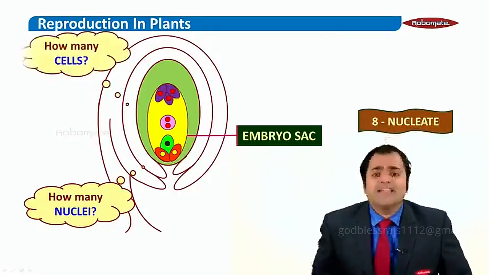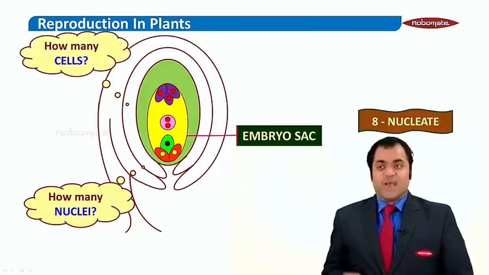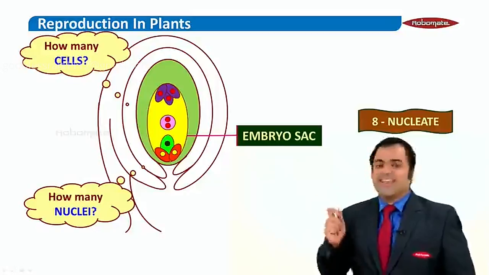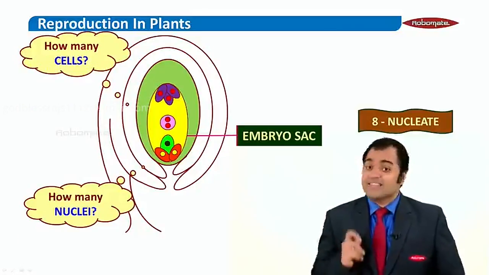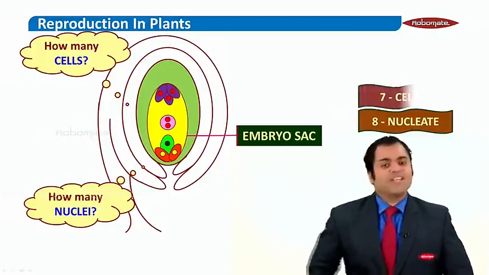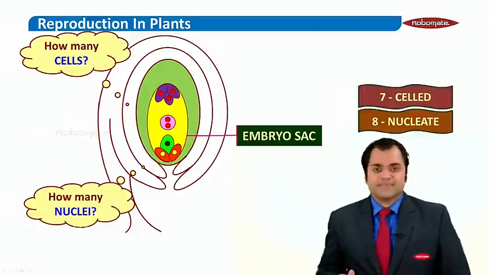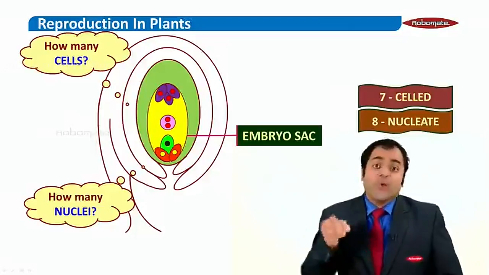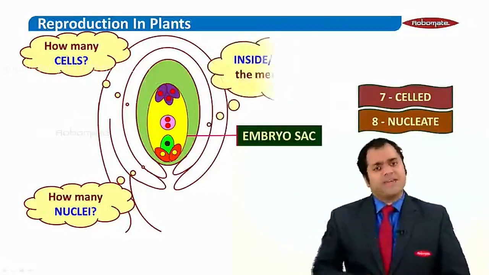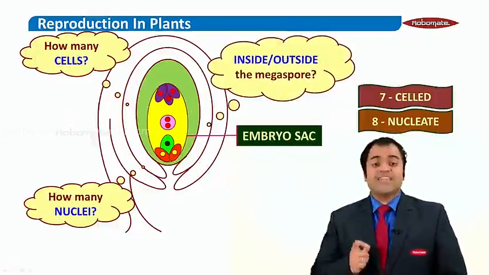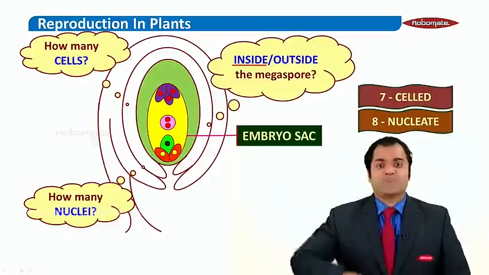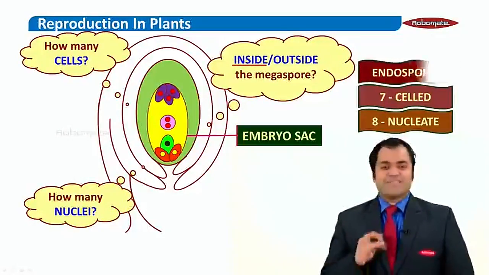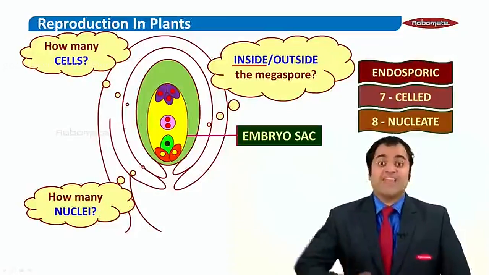How many cells do you think it has? 1, 2, 3 at the bottom, 1, 2, 3 at the top, and 1 right there in the center. So can I say it is 7-celled? Absolutely. Now where do you think this embryo sac developed? Within the megaspore or outside? You know that it developed inside the megaspore. So can I use the word endosporic? Absolutely. So I call it endosporic.